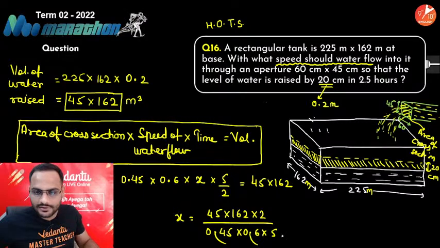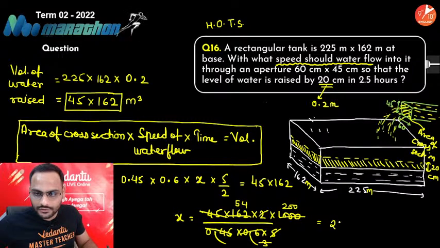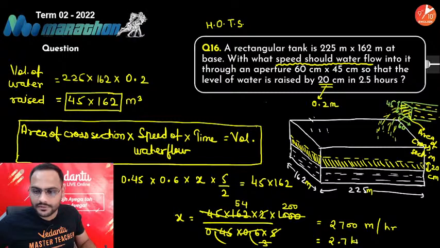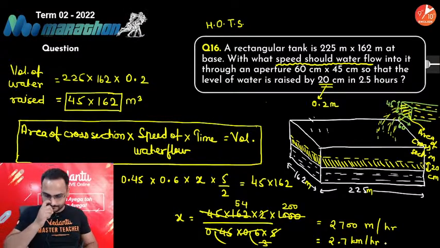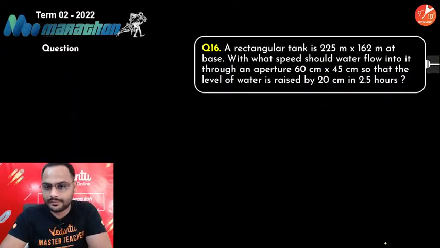Let us remove the decimals. So here multiply with 1000, 45 to 45 got cancelled, and here 6 ones are 2, 3 will cancel over here, 3 5s are 15, 3 4s are, है ना, and 54,000 और यहाँ पे 5 है, तो it will be 200, which is equal to 2700 meter per hour. 2700 meter means divided by 1000, 2.7 kilometer per hour. This is the speed of flow.